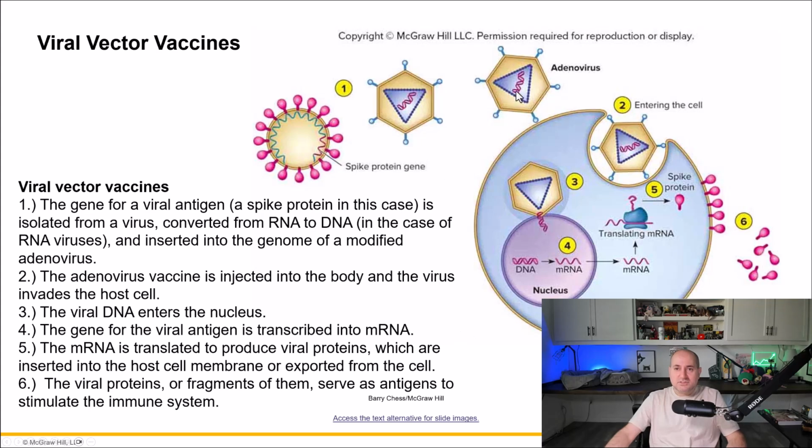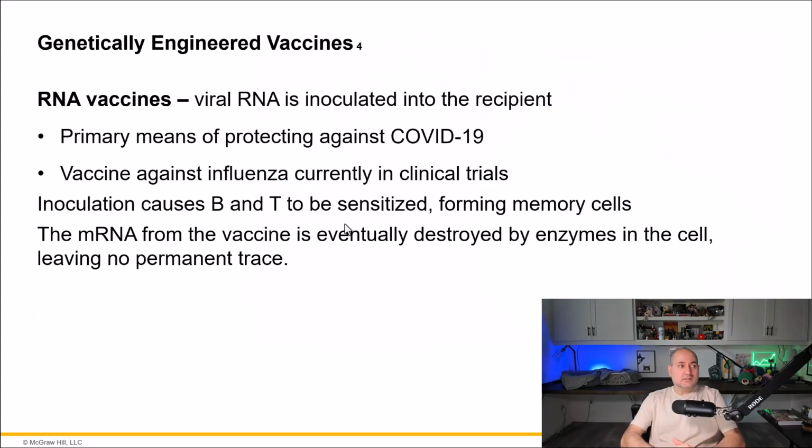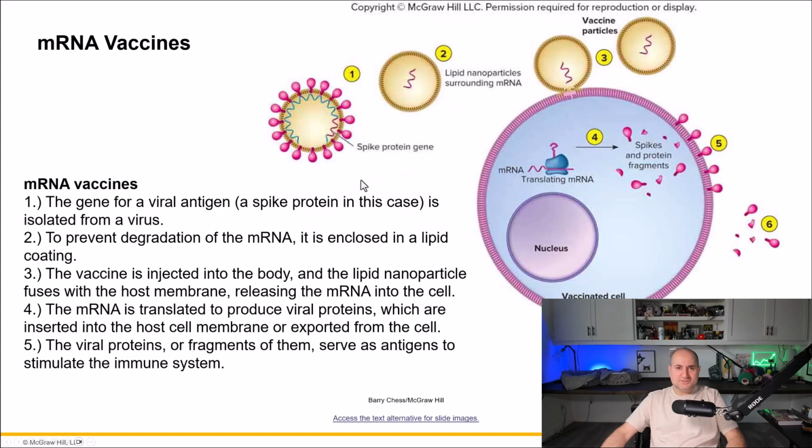It's a viral delivery mechanism. It's a form of genetic engineering. And then do you recall that the Pfizer and the Moderna vaccines are what are known as mRNA vaccines? These are collectively known as RNA vaccines, where viral RNA or mRNA is inoculated into the recipient. Again, this is how the COVID vaccines worked from Pfizer and Moderna. So here's how that works. Let me show you how that works.